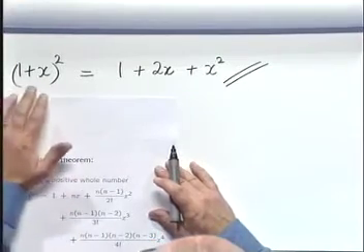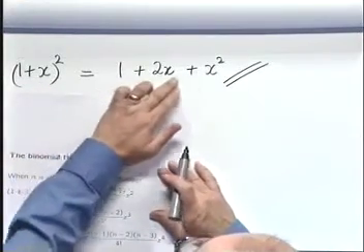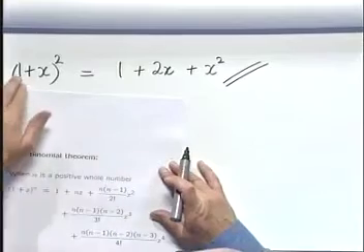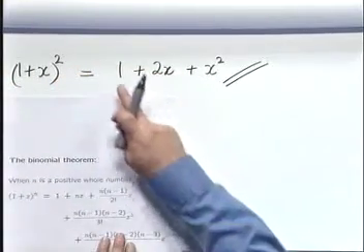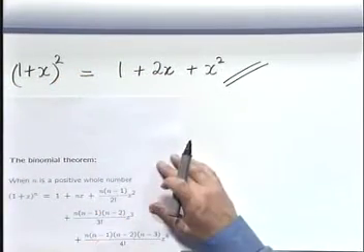And you'll notice in it that the powers of x increase as we move through from left to right, and there's powers of 1 in there, but we don't see them. And the 1, 2, 1 are the numbers in Pascal's triangle.